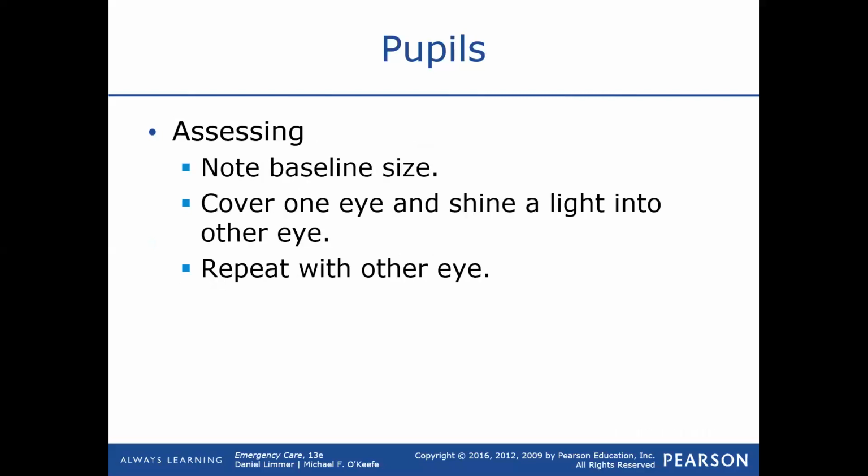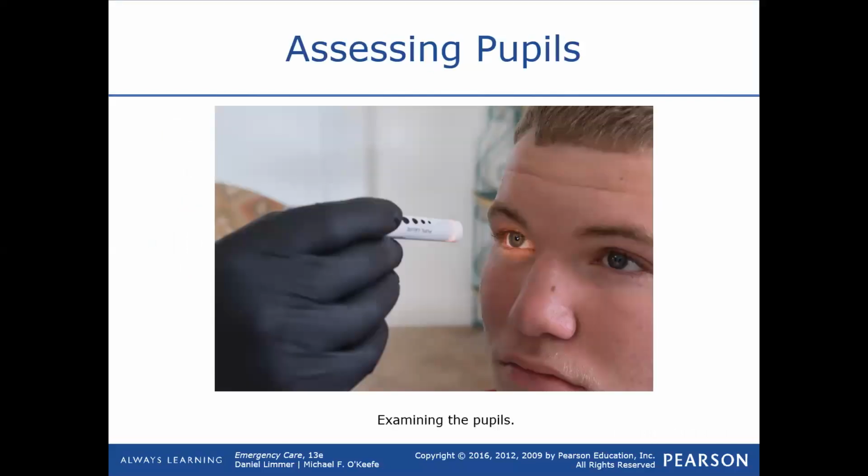Note the baseline size, roughly. Cover one eye and shine a light into the other eye, and then repeat with the other eye. Again, you can cover the one eye when you check the first eye, but we want to see both eyes constrict and dilate at the same time. Here's an example of a pen light right there. See, his pupils are kind of constricted, and they should be constricting and dilating evenly.